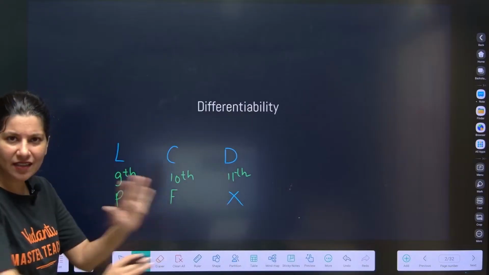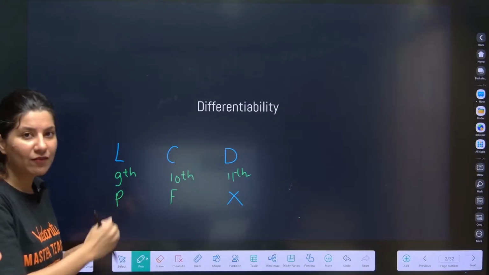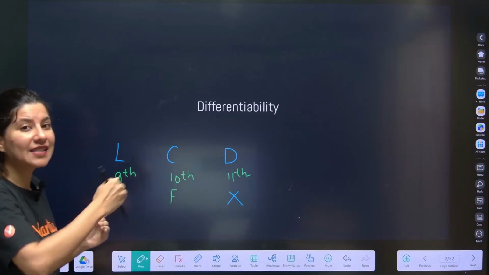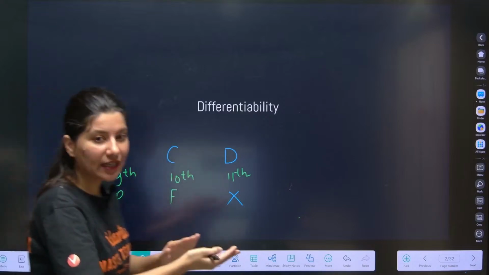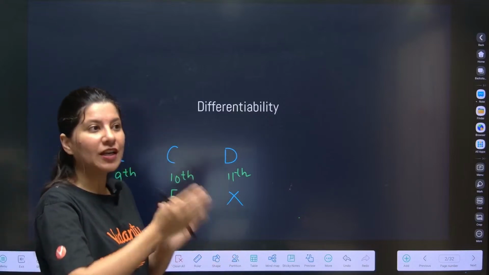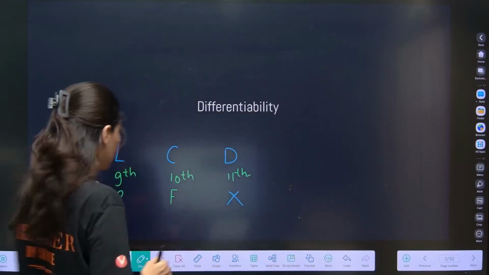This is the basic of limits, continuity and differentiability. Basically, what I'm trying to say is that these are sequential, that's it. If limit is existing, then only we'll talk about continuity. If the function is continuous, then only we'll talk about differentiability, like that.